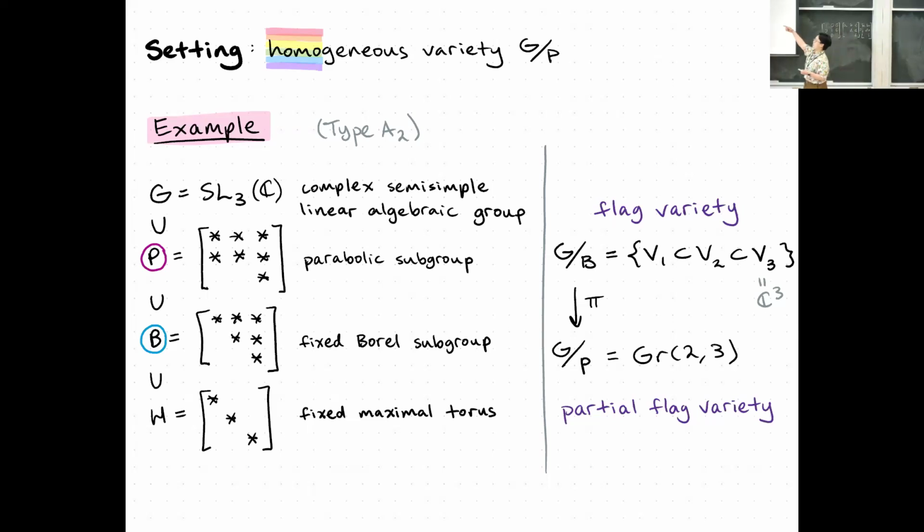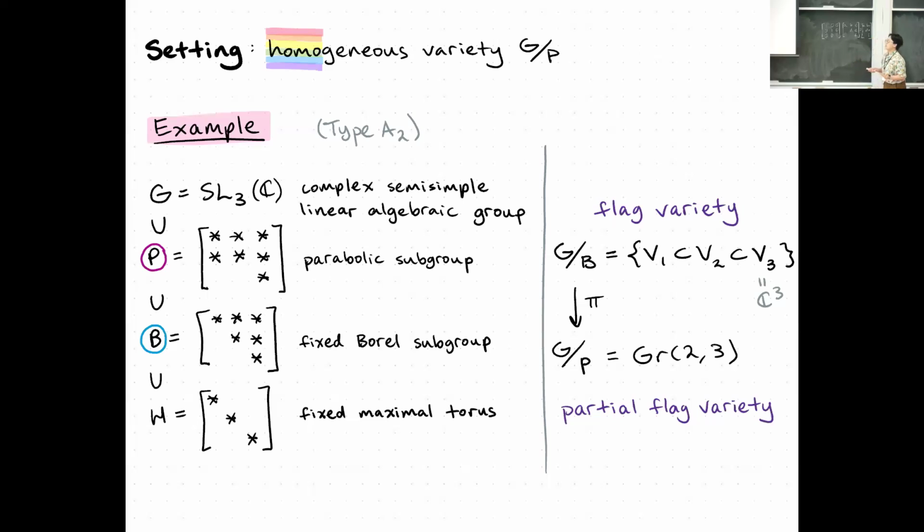And then if you quotient by a parabolic subgroup, something containing the Borel, what ends up happening is you forget some of those vector spaces. So in this example, when you quotient by that parabolic, you forget the one-dimensional vector space, and you're just looking at two-dimensional vector spaces in C3. And so we get, in this case, the Grassmannian of two-planes in three-space. But in general, you can get partial flag varieties this way.